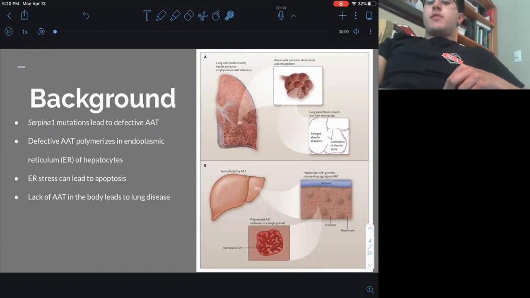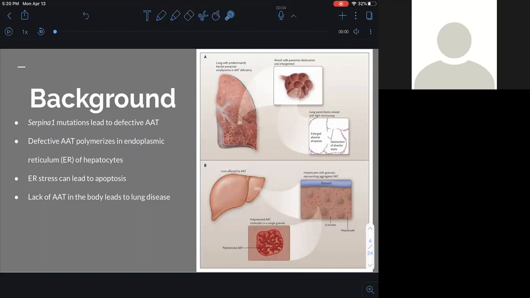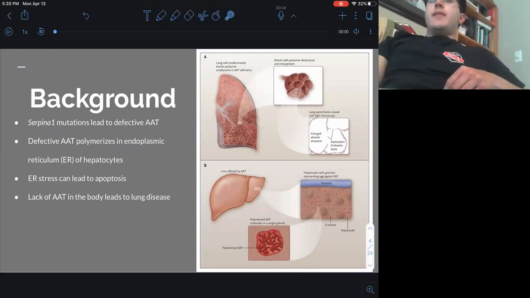Also, the second part of this is lung damage. And so without having AAT in systemic circulation, neutrophil elastase in the lungs goes unregulated. And so it starts to break down the elastin in the lungs, leading to pulmonary issues. Next.